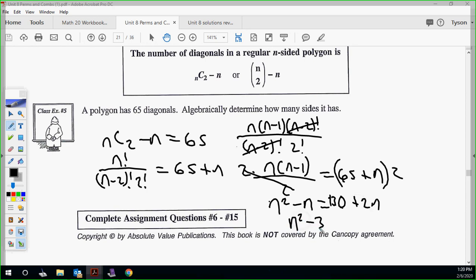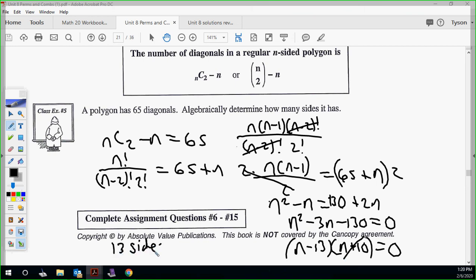Move that stuff to the left and solve that quadratic. n squared minus 3n minus 130 is 0. Not too bad of a one, because 13 times 10 is 130, and 13 and 10 are 3 apart. So we're here. We reject the negative 10, because you can't have negative 10 sides, so it would be a 13-sided figure that would have 65 diagonals. Okay. All right, stopped.